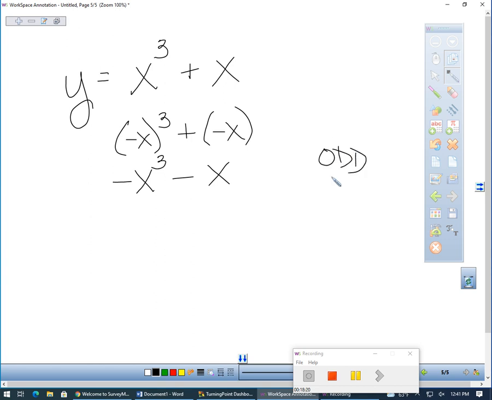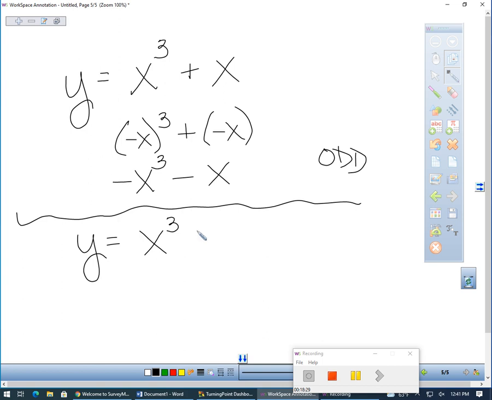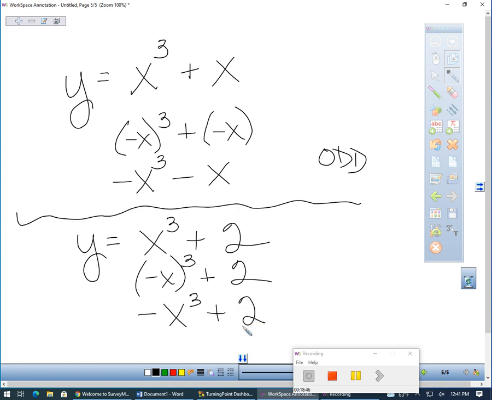Okay? So what if I had something like this? Let's say I have y equals x to the third plus 2. And I plug negative x in for x. So I have negative x to the third power plus 2. When I simplify this, I get negative x to the third plus 2. Is this whole function the opposite? No, so this would be a neither. Okay?